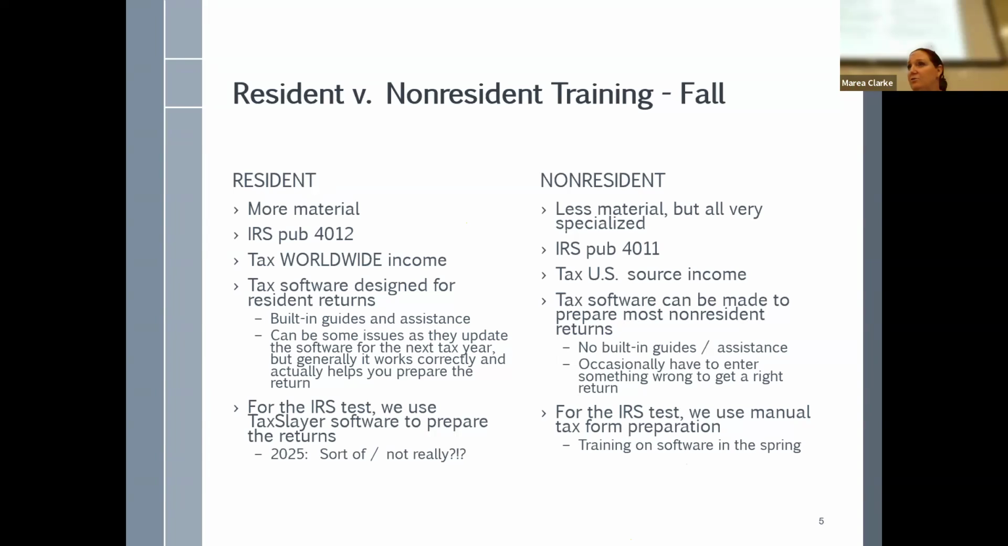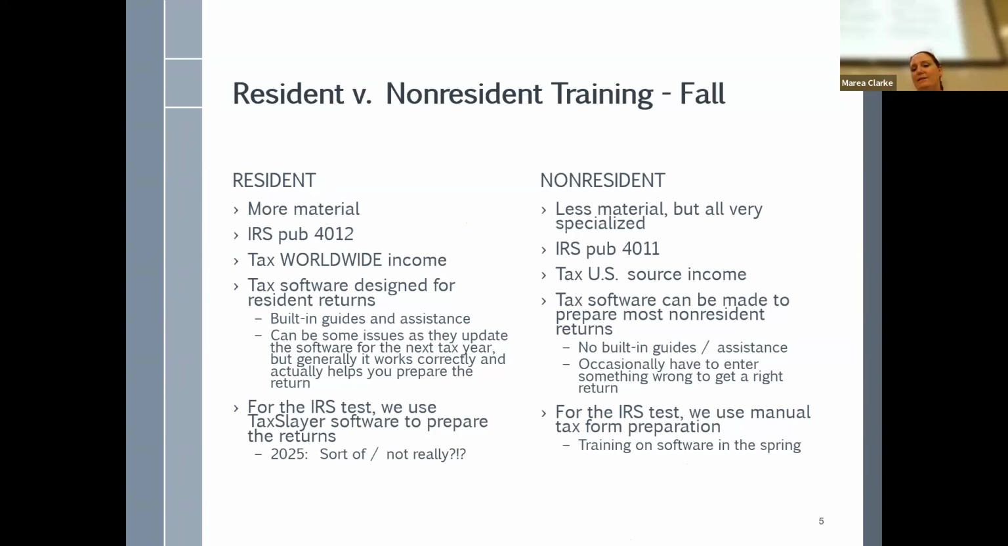A huge advantage for residents is that the tax software we use is designed for residents. It has built-in guides, it has assistance, it has little pop-up things. It says, hey, are you sure you want to do this? Or, here are some common situations, does this apply to you? Generally, there usually are a few issues they're working through at this time frame because they're in the process of updating the software. But usually it works correctly and it actually helps you do the return properly.